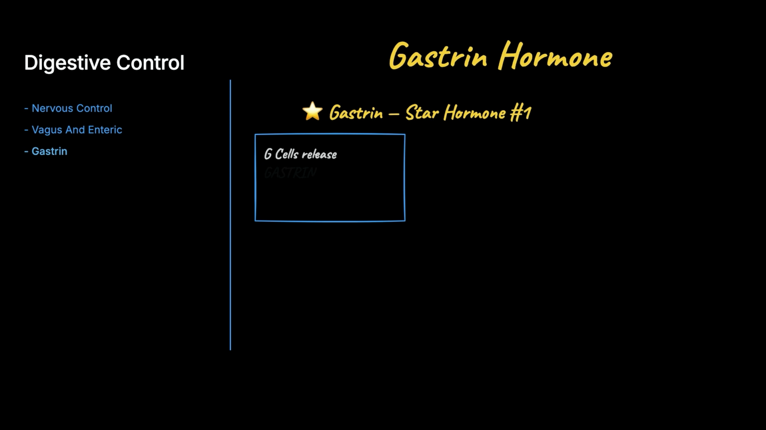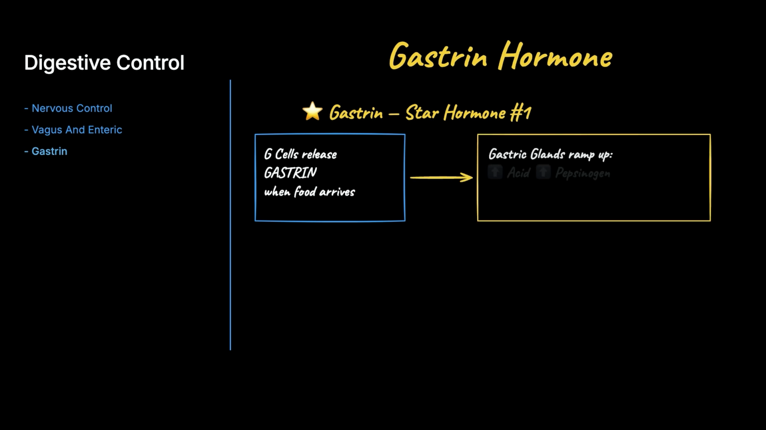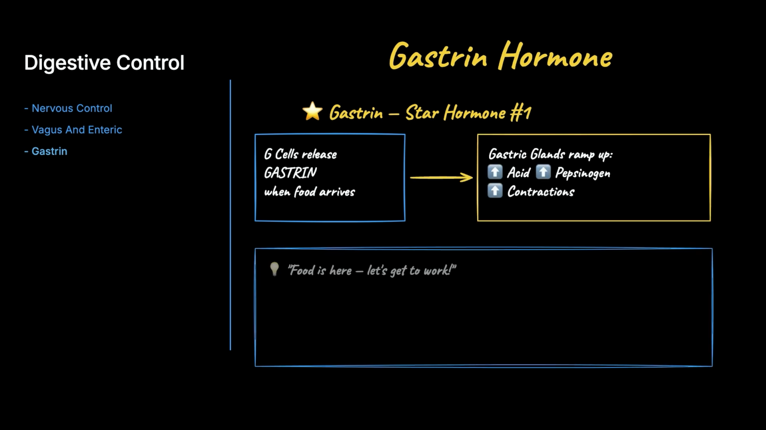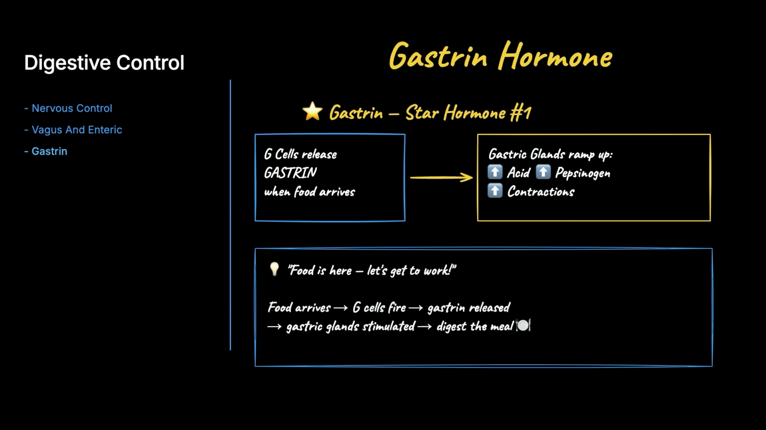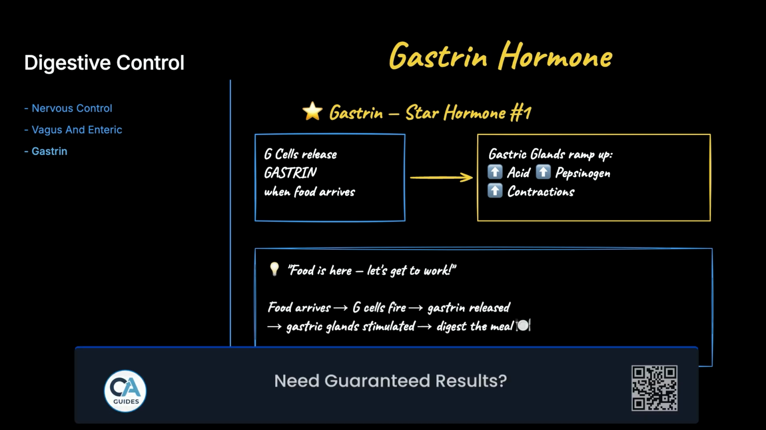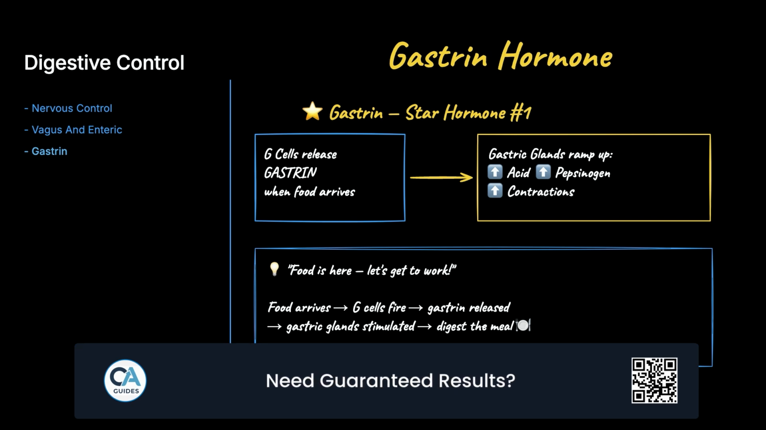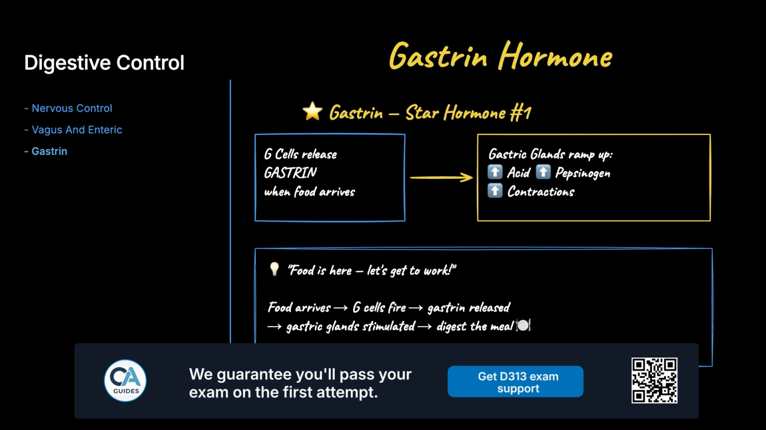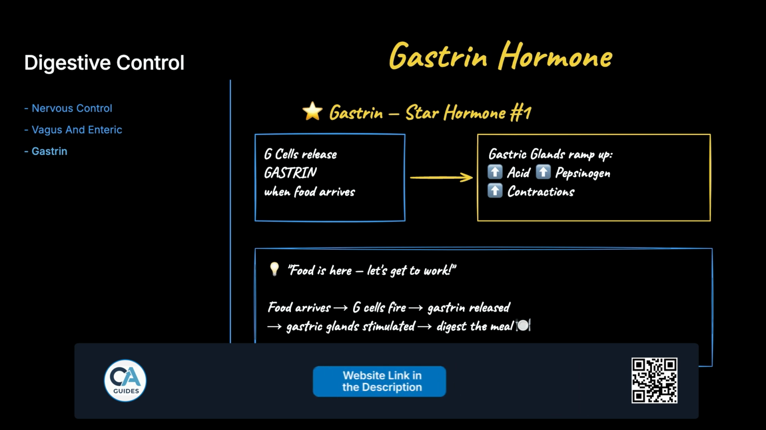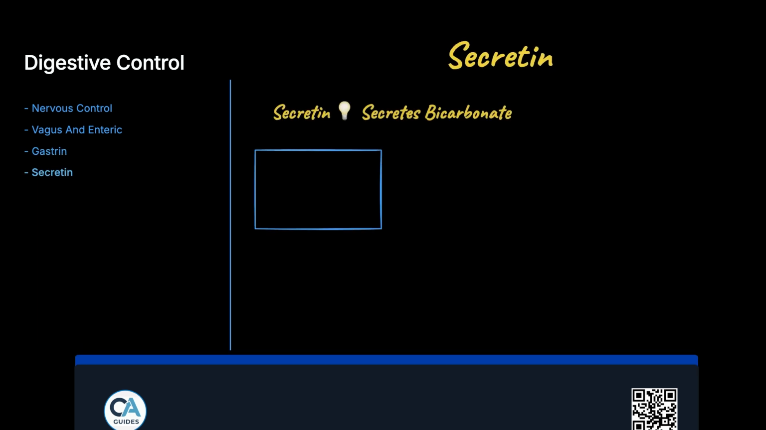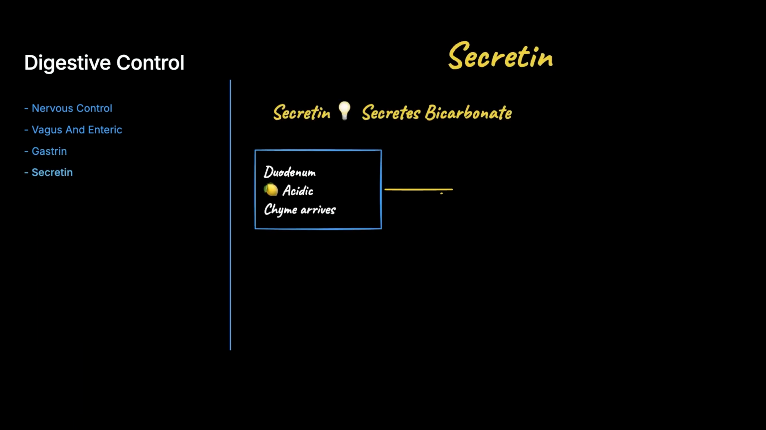Hormonal control uses 3 star hormones you must know cold. First is gastrin, released by G cells when food arrives. Gastrin gets the gastric glands going, boosting acid, pepsinogen, and contractions. Think of gastrin as the stomach saying, food is here, let us get to work, and ramping up everything needed to digest a meal.